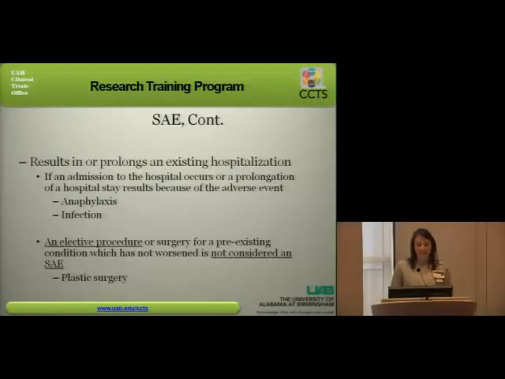Continuing with SAEs, it results in or prolongs an existing hospitalization. So if an admission to the hospital occurs or a prolongation of that hospital stay results because of the adverse event, that would be considered a serious adverse event. Some examples of this are anaphylaxis or infection. An elective procedure or a surgery for a pre-existing condition which has not worsened is not considered an SAE. An example of this would be plastic surgery.